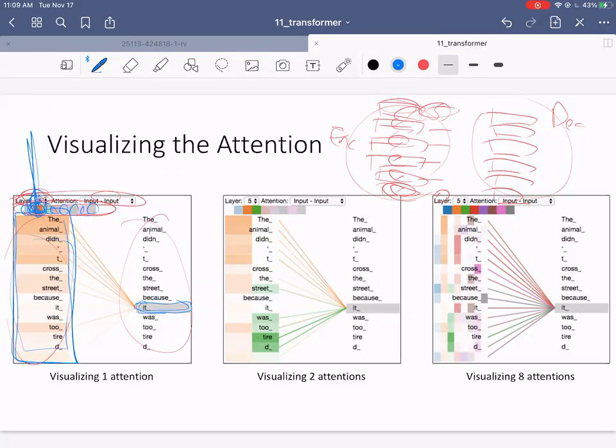And you can see that a lot of the attention is put upon these two words, the animal. So it is actually the animal itself. The animal didn't cross the street because it was too tired. It is actually the animal, because the animal was too tired, so that's why it didn't cross the street.